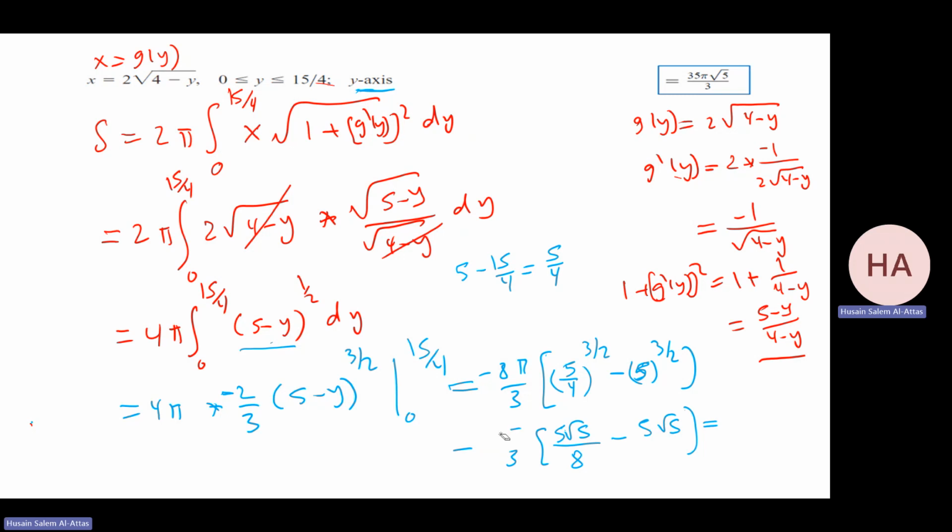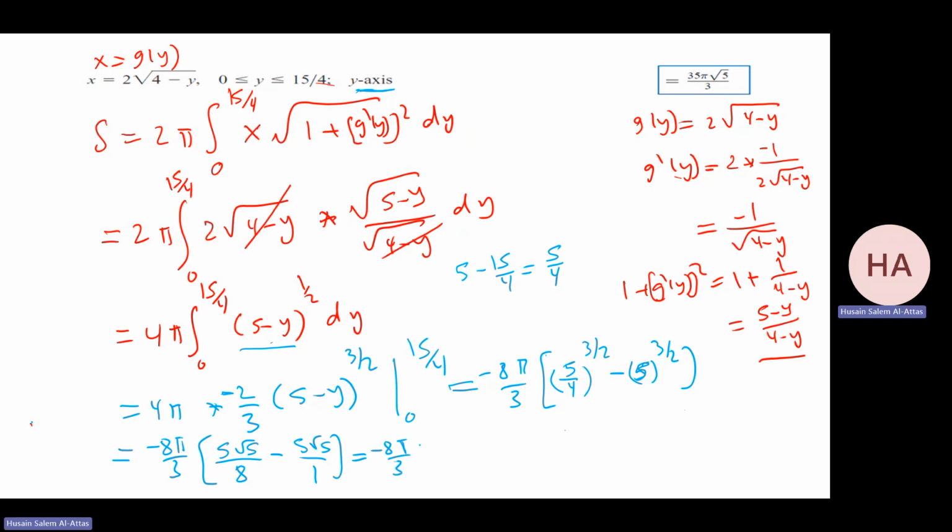It's a matter of calculation. Let me do this step here, so I have a space at least. Let me have minus 8π over 3 times 5 square root of 5 over 8, minus 5 square root of 5 over 1. Let me take 5 square root of 5 as a common factor. I have 1 over 8 minus 1, and that gives me minus 8π over 3 times 5 square root of 5 times, 1 over 8 minus 1, that is minus 7 over 8. So 8 cancelled, minus with minus cancelled. I have 35 square root of 5 π over 3, which is the answer.